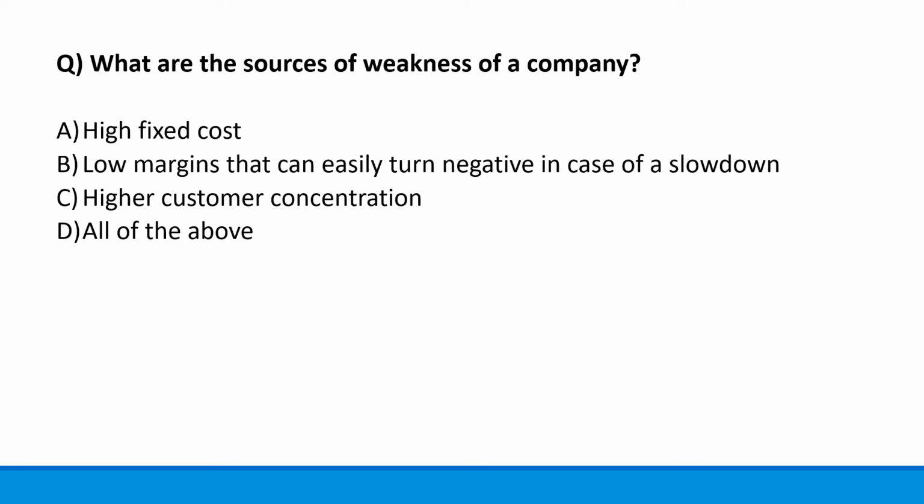What are the sources of weaknesses of a company? Option A, high fixed cost. Option B, low margins that can easily turn negative in case of slowdown. Option C, higher customer concentration. And option D, all of the above. The correct answer is option D, all of the above.